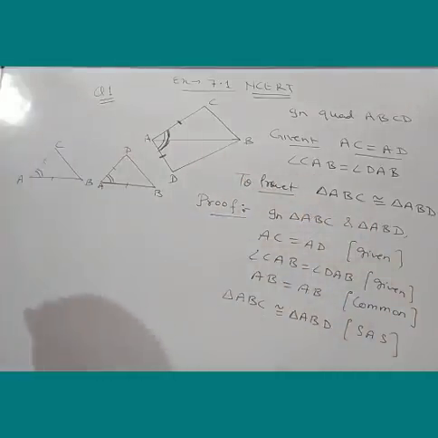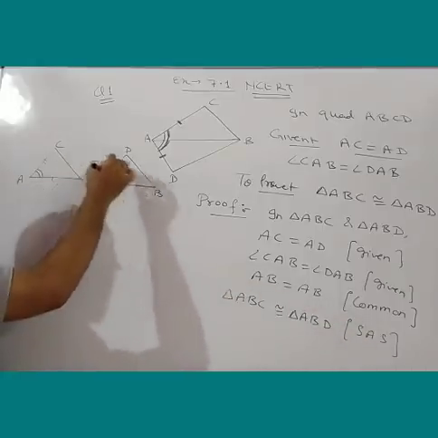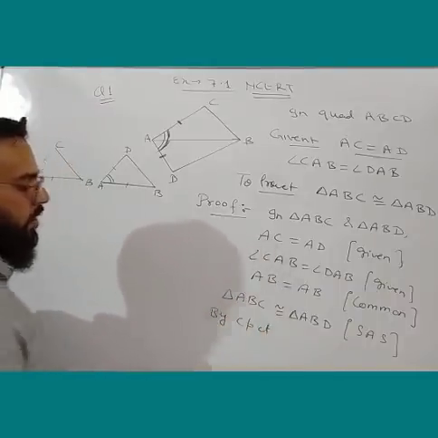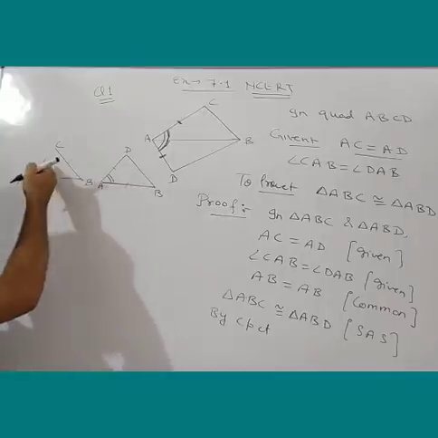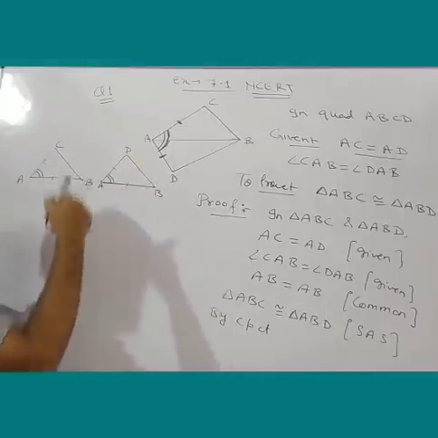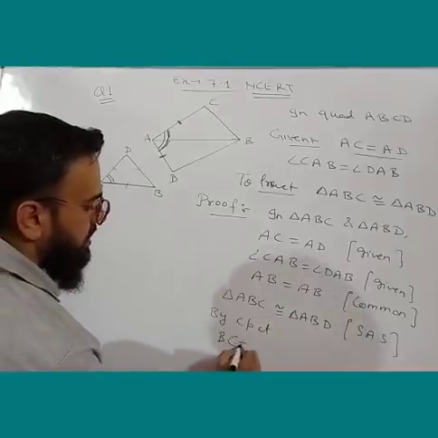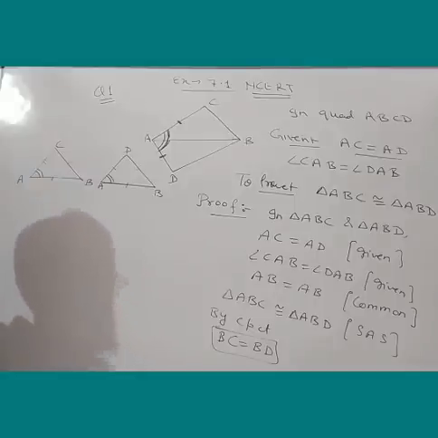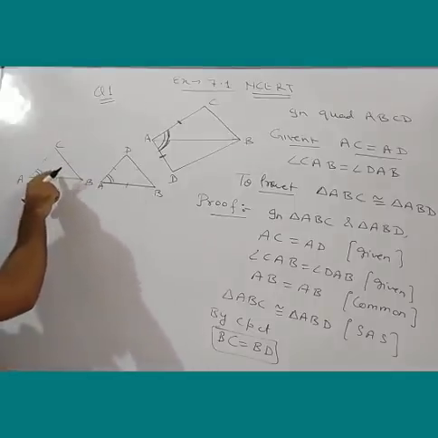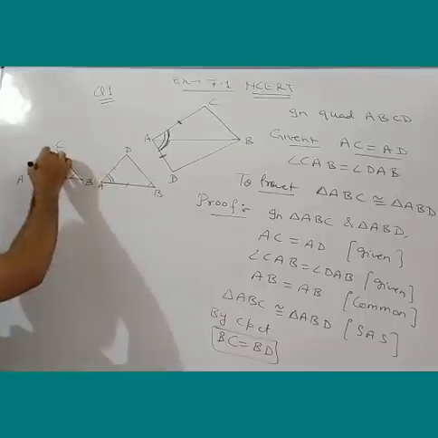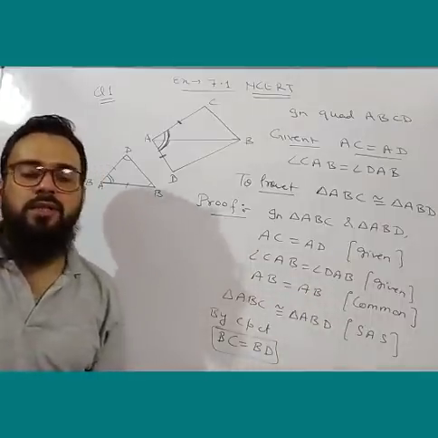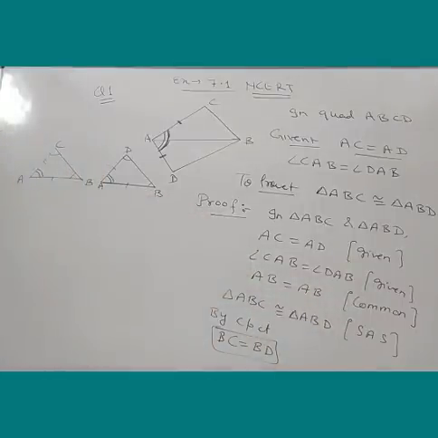Another thing asked in this question is, what can you say about BC and BD? If both the triangles are congruent, then we can say by CPCT, both the triangles will superimpose. It means CB will be equal to DB, or we can say BC is equal to BD by CPCT. We can also say that angle B will be equal to angle B and angle C will be equal to angle D. In this way you can solve questions based on congruency of triangles.